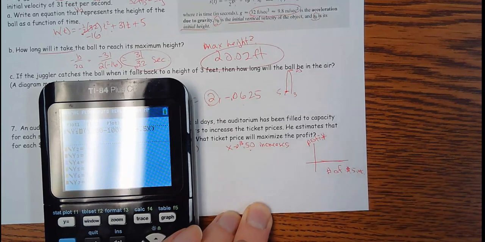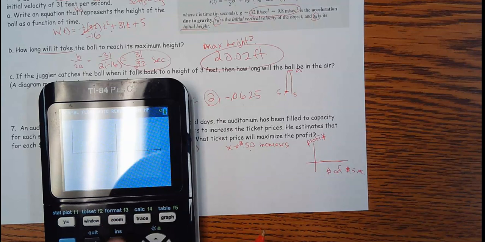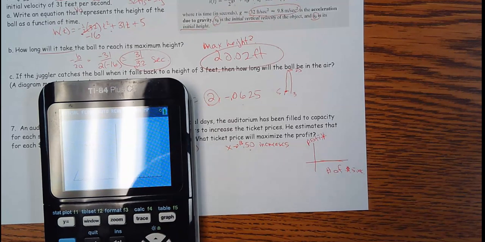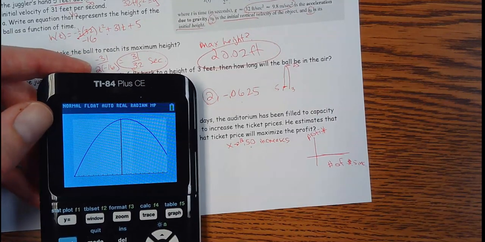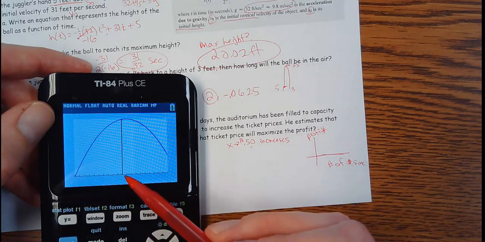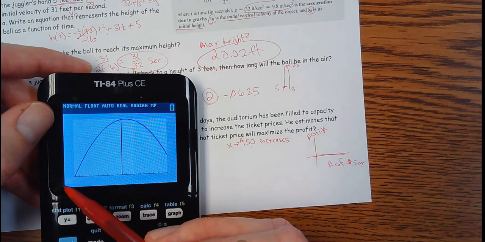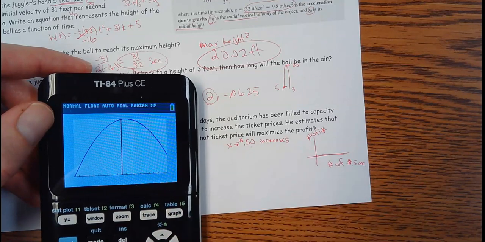50-cent increases. Okay, so whenever I hit graph on this, it's definitely not anywhere near what I want to see. So I'm going to go to zoom, and then see if zoom fit works. Let me turn that so you can see it with no glare. Somewhere in here now, this is not usable domain over here because this says negative. That means we decrease the price, and we're not going that route. He wants to increase the price, and the maximum is on the positive side.